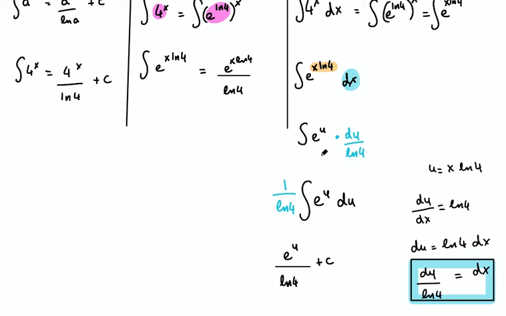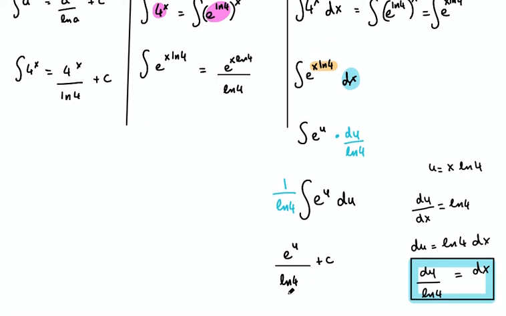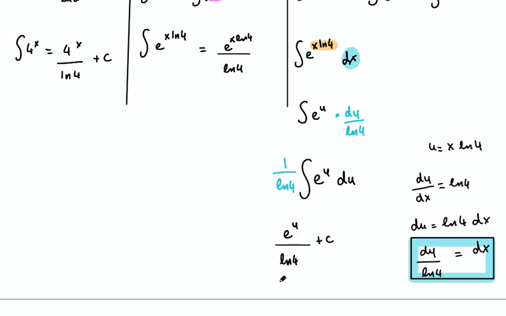Our e to the u, remember, is e to the x ln 4, and that itself was 4 to the x. So we still get the exact same thing as before, which is 4 to the x all over ln 4 plus c. Just a different way of finding the answer.